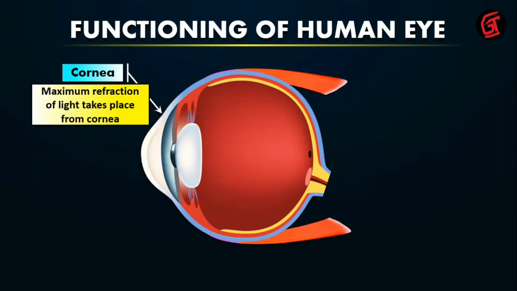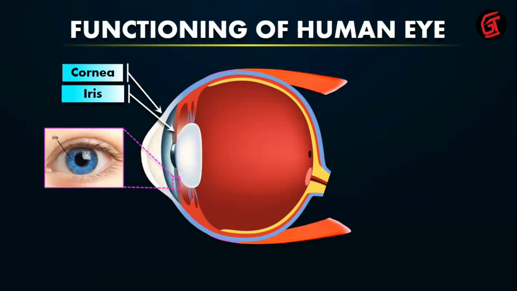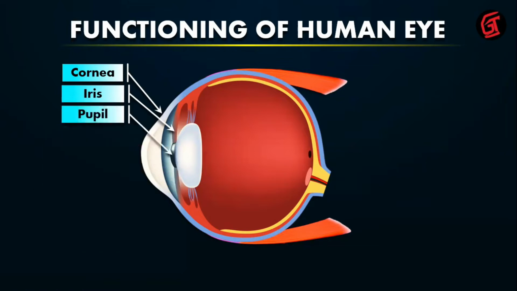Maximum refraction of light takes place from this cornea. So whatever refraction takes place, the image obviously is formed from behind, on the retina. Now you will know what the retina is further. Suppose there is light passing through this, it passes through the iris. So this is your iris, the part in your eye which contracts and relaxes. Behind the cornea, there is a dark fleshy screen which is called your iris.